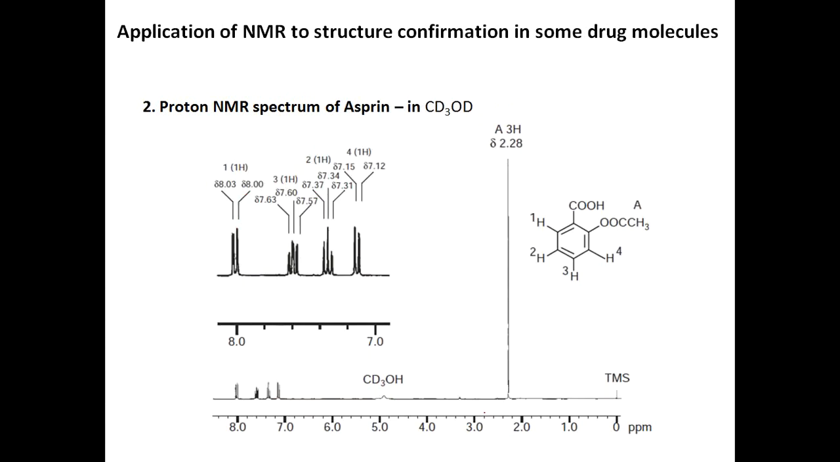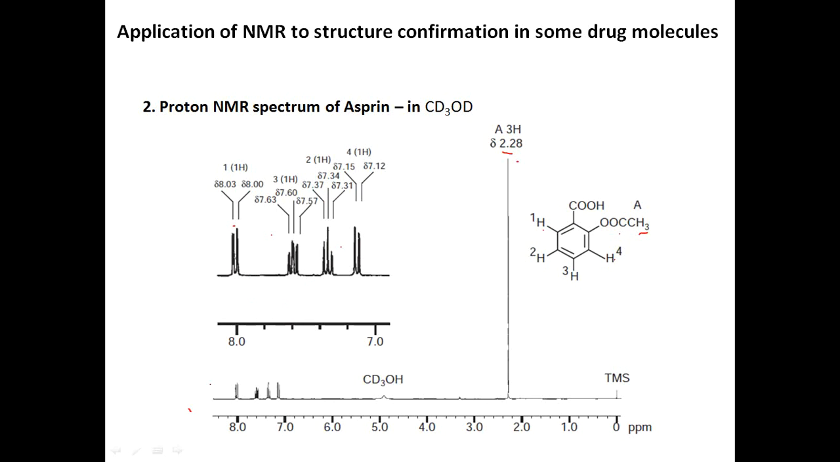This is for aspirin, which is again taken in methanol-d4 solvent. You can see the acid peak will be seen around 10 or 11. The methyl of the acetyl group is seen around 2.28. It's a singlet because there are no neighboring protons. The H1 and the H4 here will be different, so all the 4 aromatic protons are different. So all the 4 show different signals in the NMR, that is, in the aromatic region between 7 to 8.